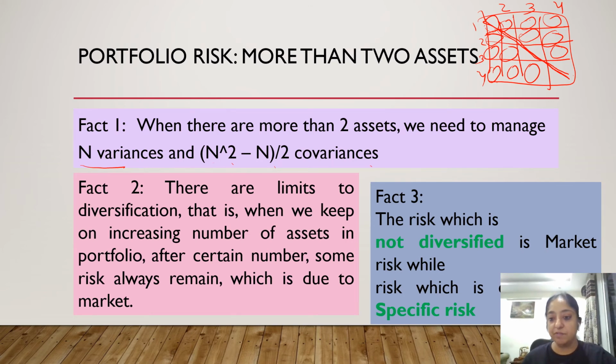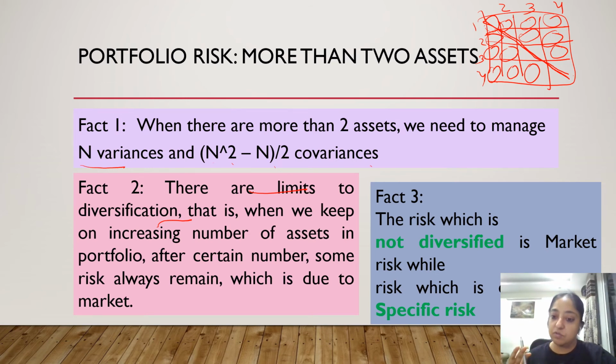Suppose I have 25 assets. See how many variances and covariances I need to manage. This is fact number 1. Fact number 2: there is a limit to diversification. If we keep on adding even the negatively correlated assets, we are adding something to that.